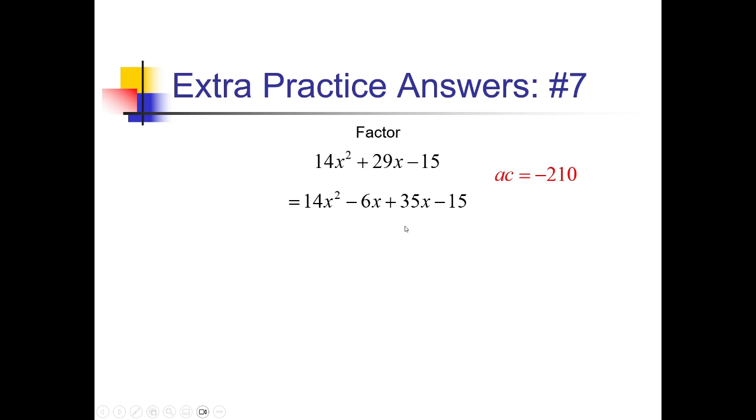So I'm going to go to grouping now since I've got 4 terms. So for the first 2 terms, I can take out an x and a 2, so 2x. That leaves me with 7x minus 3. For my next 2 terms, I can definitely take a 5 out of those. That's going to be 7x minus 3. So 7x minus 3 comes out. 2x plus 5 goes in.